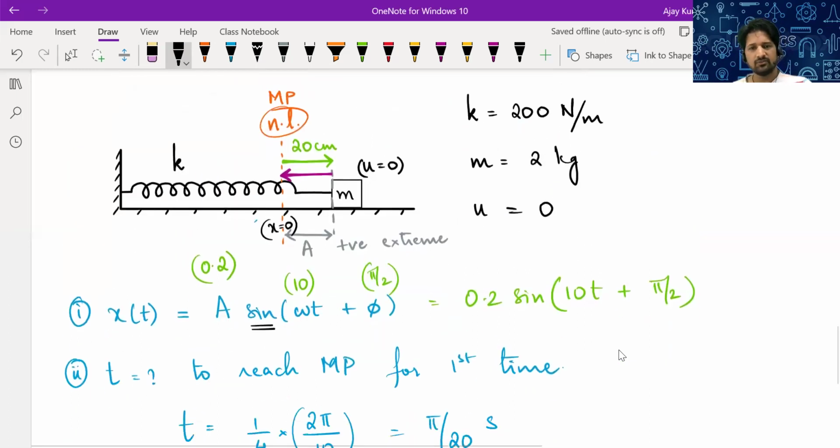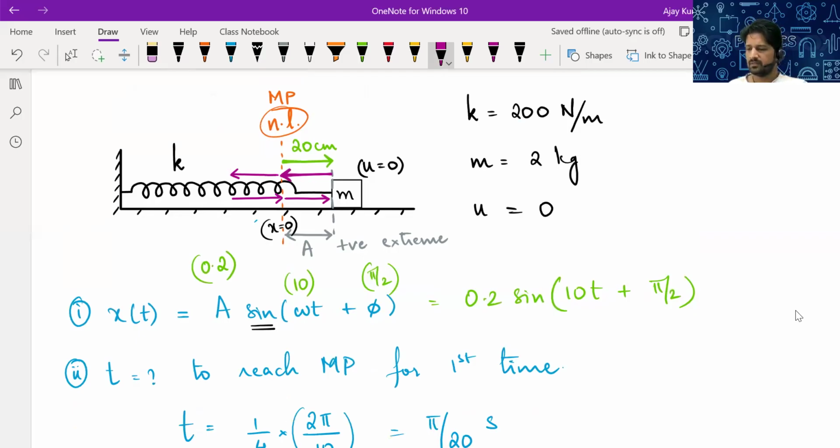Okay. Now, since we have checked that this object executes SHM, we can say that it will get displaced to the same distance on the other side of the mean position as well, and then oscillate back and forth like that. It will keep oscillating forever in an ideal case. If there is no friction, air resistance, or heat losses, it will keep oscillating forever with the same amplitude.